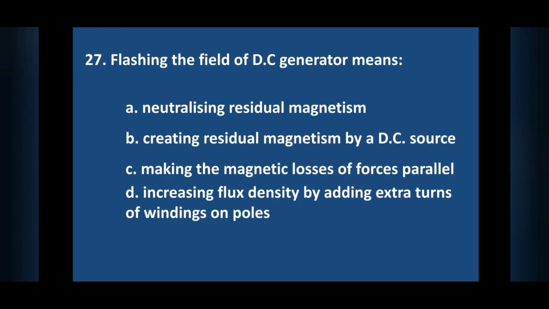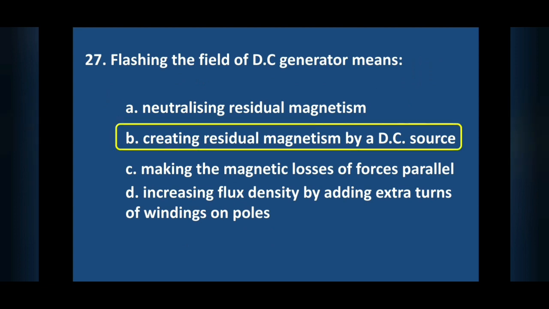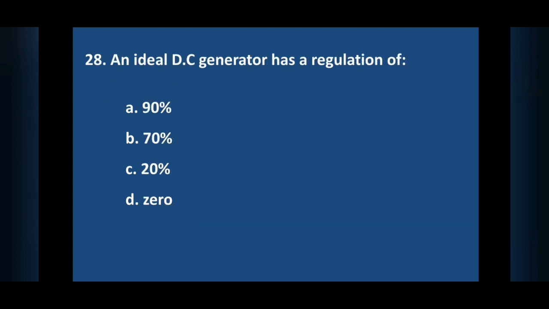Question number 27. Flashing in the field of DC generator means. Answer is option B, creating residual magnetism by a DC source. Question number 28. An ideal DC generator has a regulation of. Answer is option D, 0.